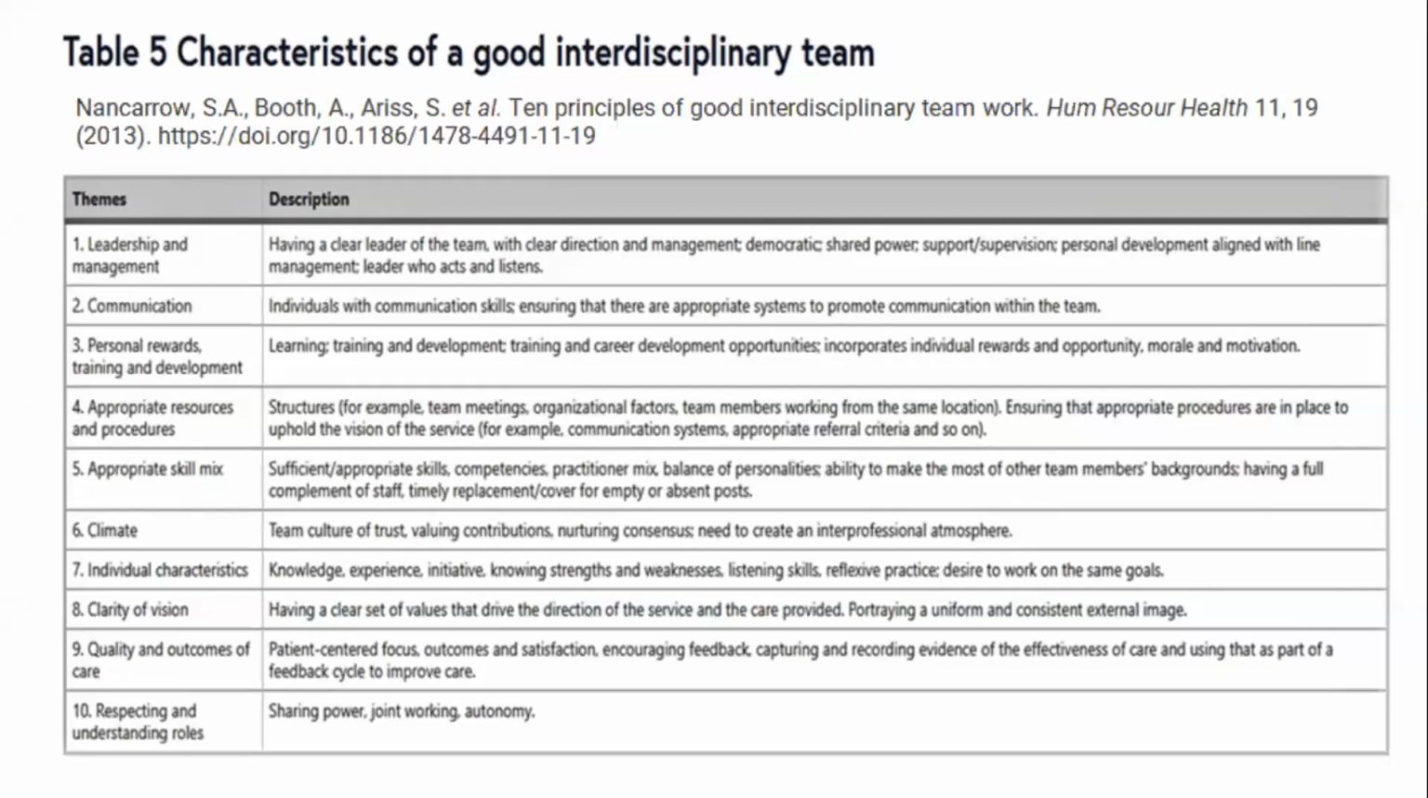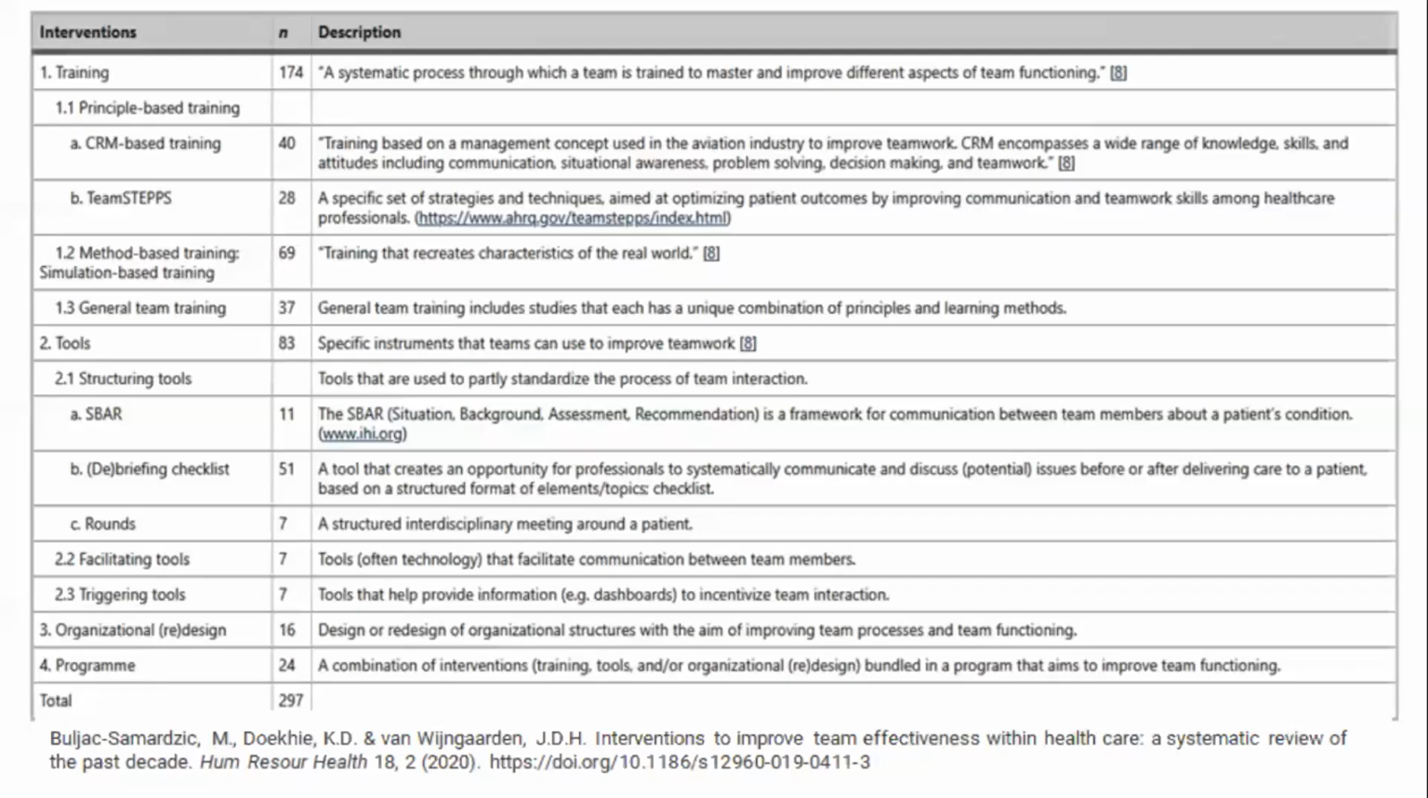clarity of vision. Then, of course, good interdisciplinary teamwork requires quality and assessment of outcomes of care. So we are always giving feedback. We're reviewing. Teams are looking at outcomes, and I think we do this to some level with our M&Ms, and it's important to say that we need to keep doing that all the time. And then, of course, there is mutual respect for one another. So those are the 10 principles of interdisciplinary teamwork.